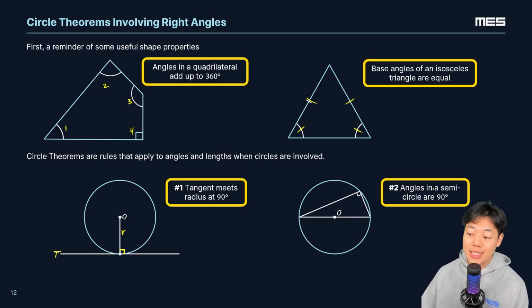Number 2, angles in a semicircle are always 90 degrees. This angle is 90 degrees. If I drew any triangle where the point, right, the angle is touching the circumference of the circle, then that angle will be a right angle every single time. And this will be very useful in solving problems.